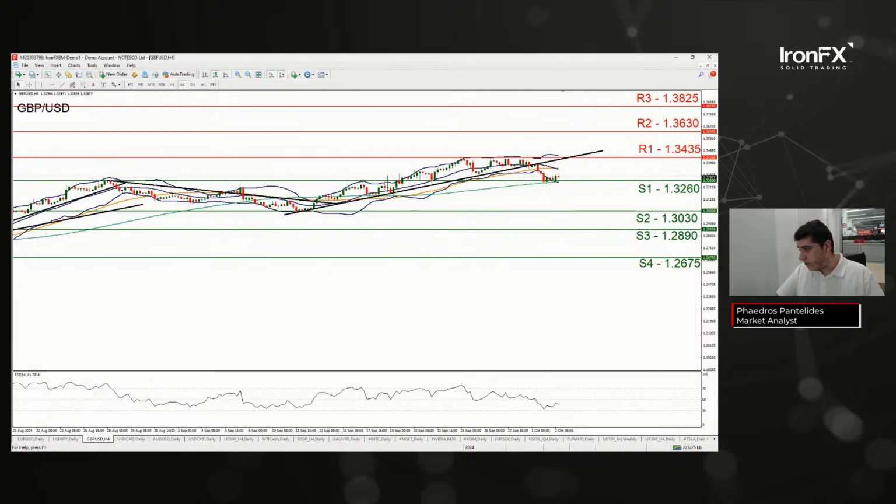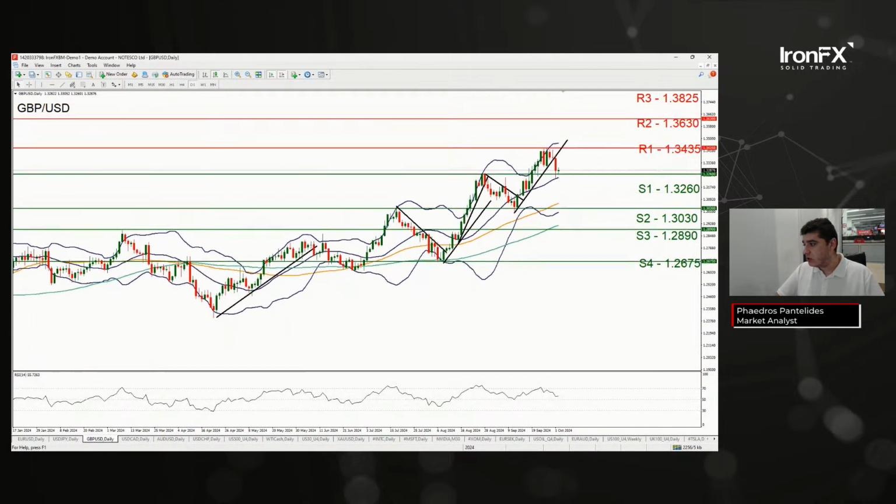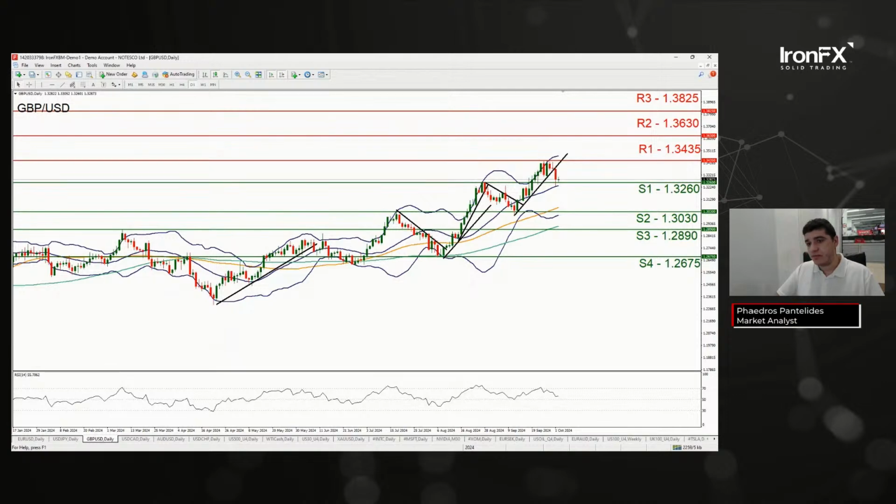If we drop down to a 4-hour time frame, you can see that it is testing and validating S1. If it fails to break below, we would maintain a sideways bias. We might see a retracement back up to the mid-range between S1 and R1 before the pair continues in its descent. So this is cable, so GBP against the US dollar. We have placed our support and resistance levels.